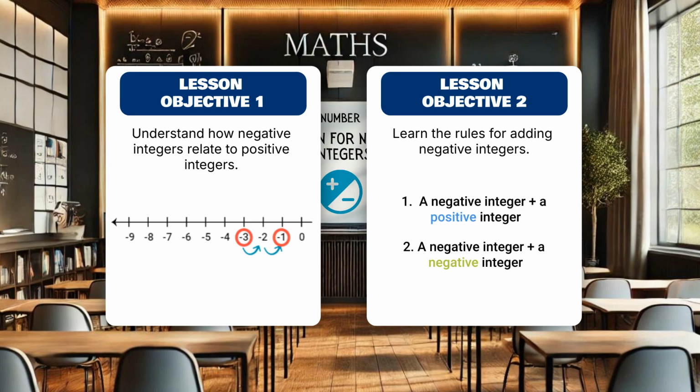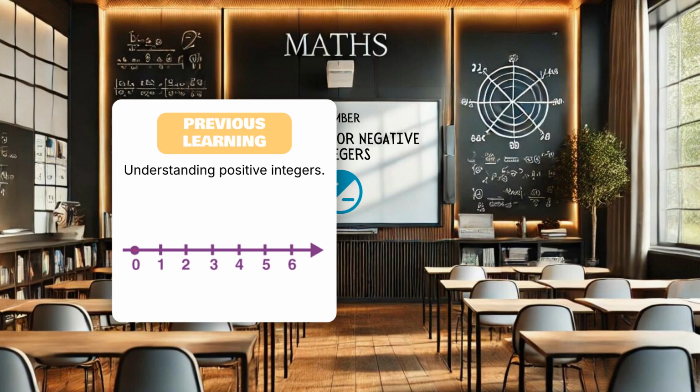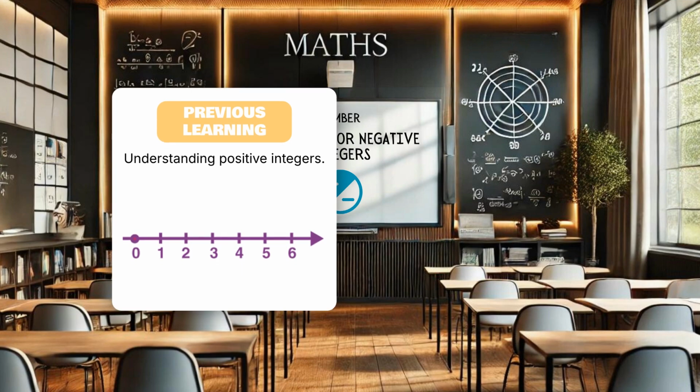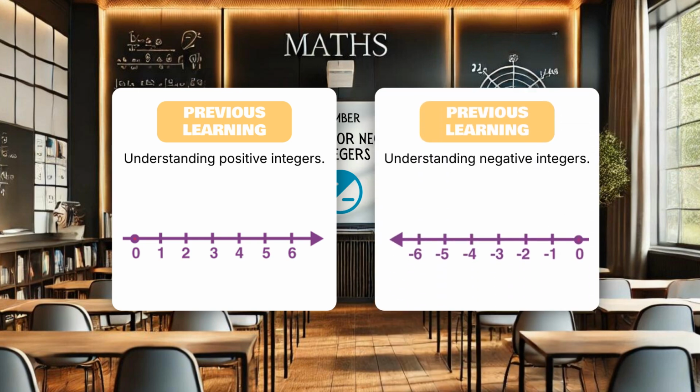In our previous lessons, we've built a solid foundation by discussing positive integers, understanding that they are whole numbers greater than 0; negative integers, understanding that they are whole numbers less than 0; and the four operations, mastering addition, subtraction, multiplication, and division with positive numbers. With this foundation, we can now introduce the concept of adding negative integers.